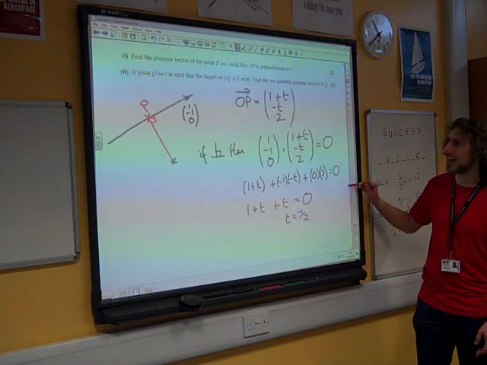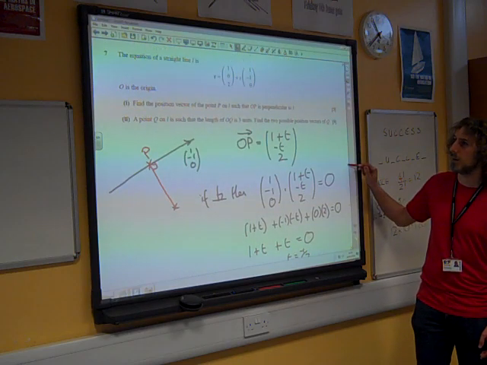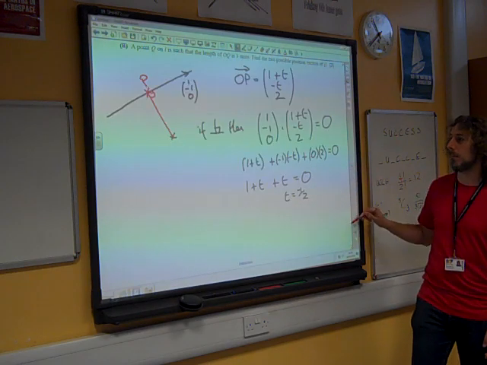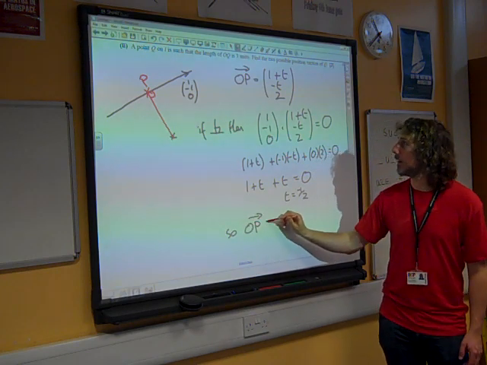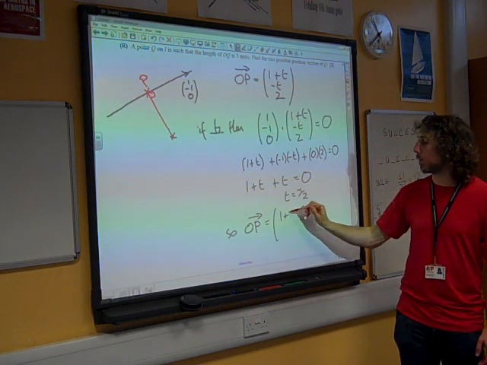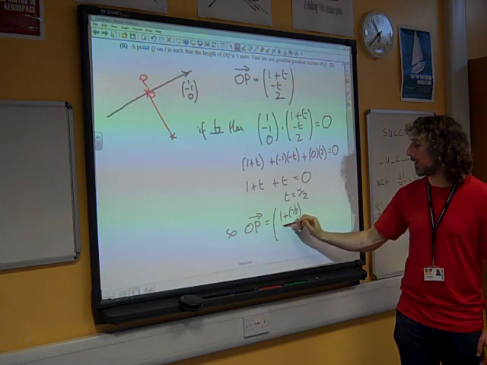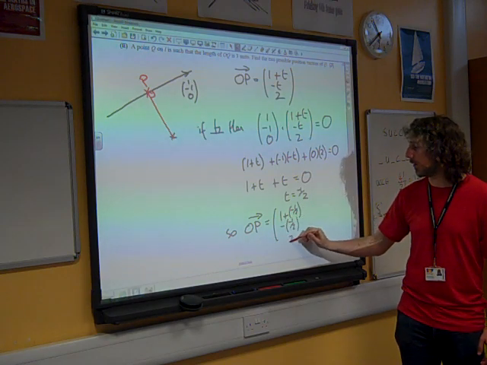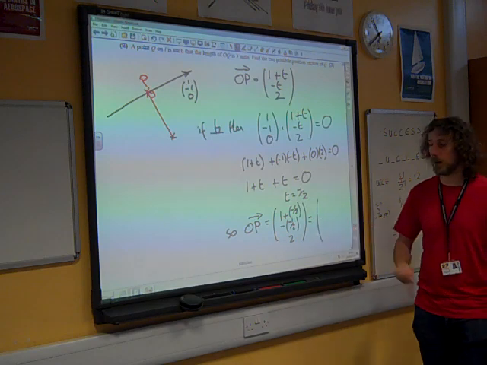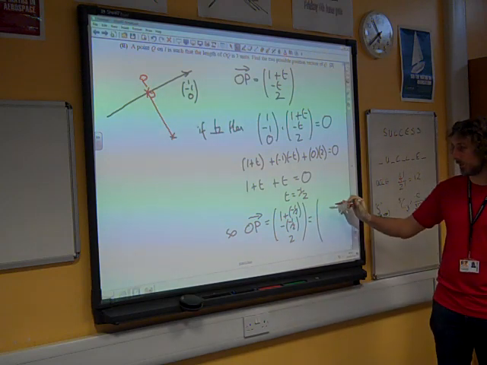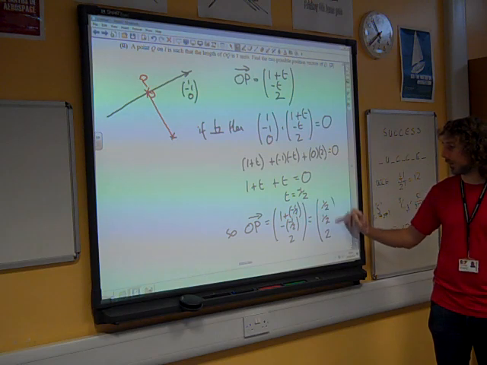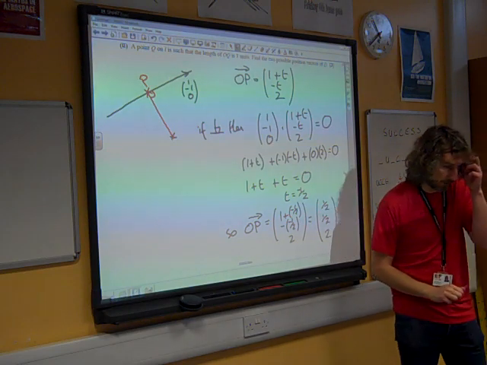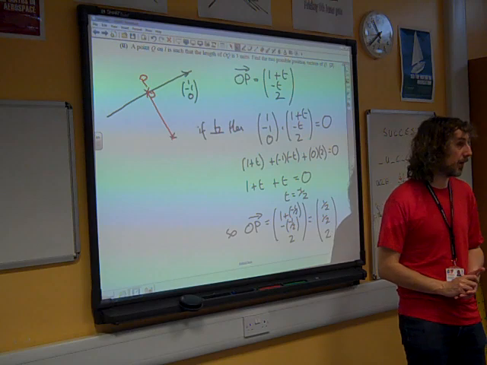The question didn't say find the value of t, though. It said find the position vector of P. So the position vector of P is (1 + (-1/2), -(-1/2), 2), which gives us a position vector of (1/2, 1/2, 2). And that would be it. That's quite nice for 3 marks.